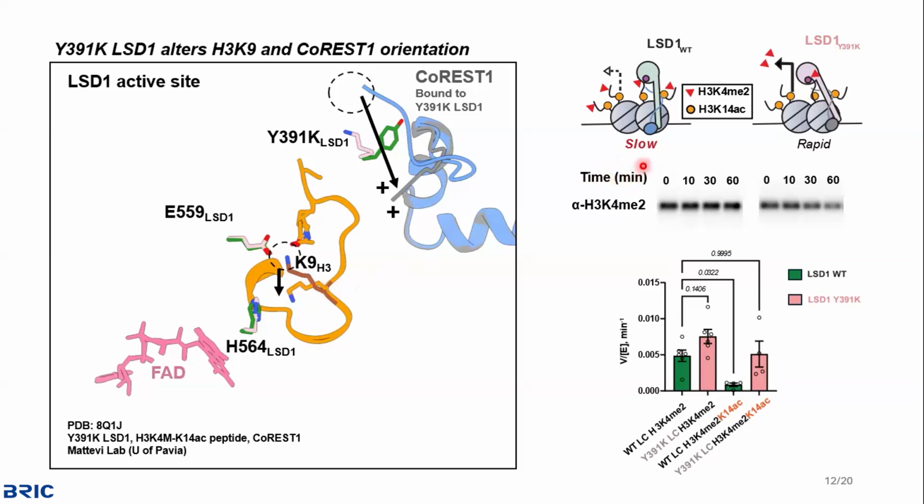So our biochemical data was consistent with what we observed in the structure. When we mutated this enzyme and did a demethylation assay on a nucleosome substrate that has both acetylation of lysine 14 and methylation on lysine 4, now we can rapidly demethylate lysine 4, as opposed to the wild-type enzyme, which was extremely slow in demethylating the substrate. Which was pretty cool.